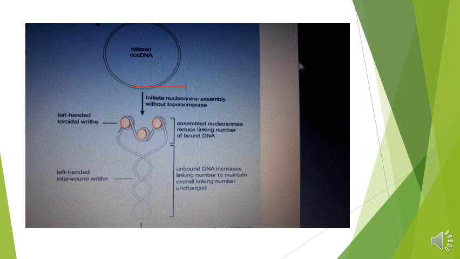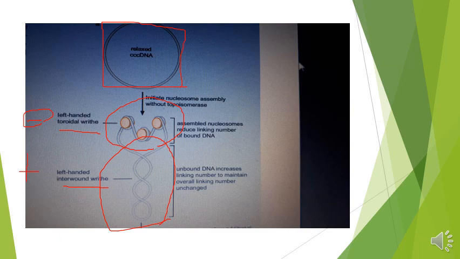Okay, this DNA is also, you can see it, right? This is relaxed DNA, but this part of DNA has been changed to a left-handed toroidal writhe. And this part of DNA is also supercoiled in a left-handed interwound writhe. And according to the explanation I gave in previous slides, a left-handed toroidal writhe will produce negative supercoiling, but a left-handed interwound writhe will produce positive supercoiling.